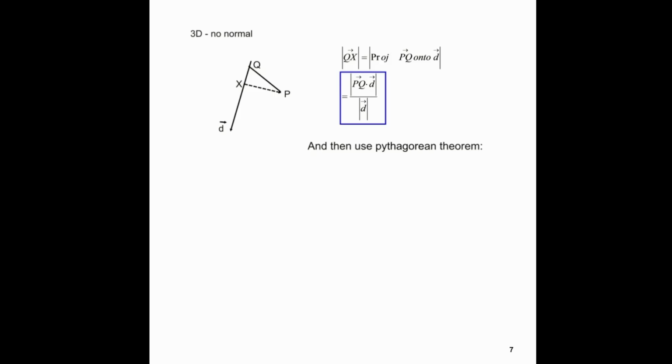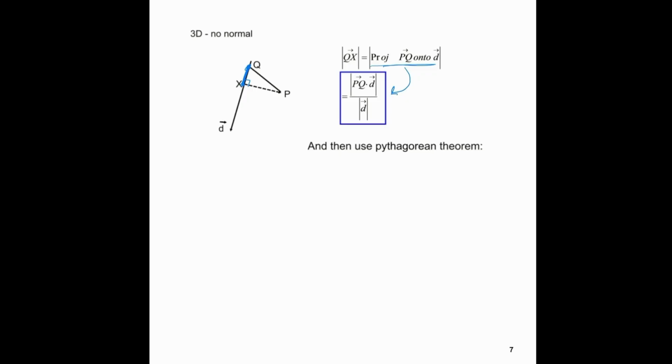So there's a couple more things that I want us to think about. What if I'm in 3D and I don't have a normal? Well, I have a line, I still have my 2 points, and I know I will have a perpendicular line here. If I know this point and this point, I can get this line segment by getting the projection of PQ onto D. Remember, the projection of PQ onto D is just the dot product, so it's PQ dot D all over the magnitude of D.